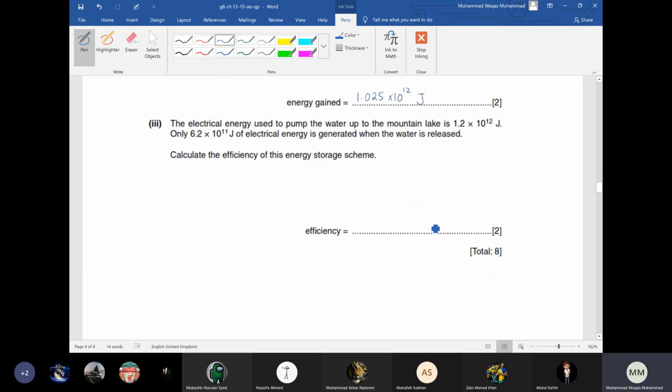Now beta, the electrical energy used to pump the water up to the mountain lake is 1.2 times 10 to the power 12 joule. Only 6.2 times 10 to the power 11 joule of electrical energy is generated when the water is released. Calculate the efficiency of this energy storage scheme. So beta, efficiency, see what are we given? We are given here energy. So beta, what will be the formula for efficiency?